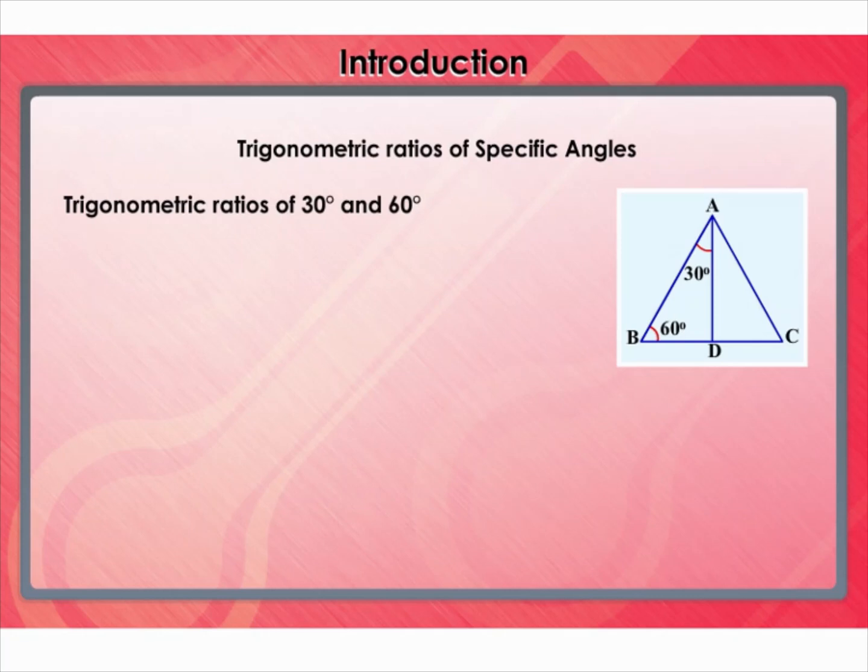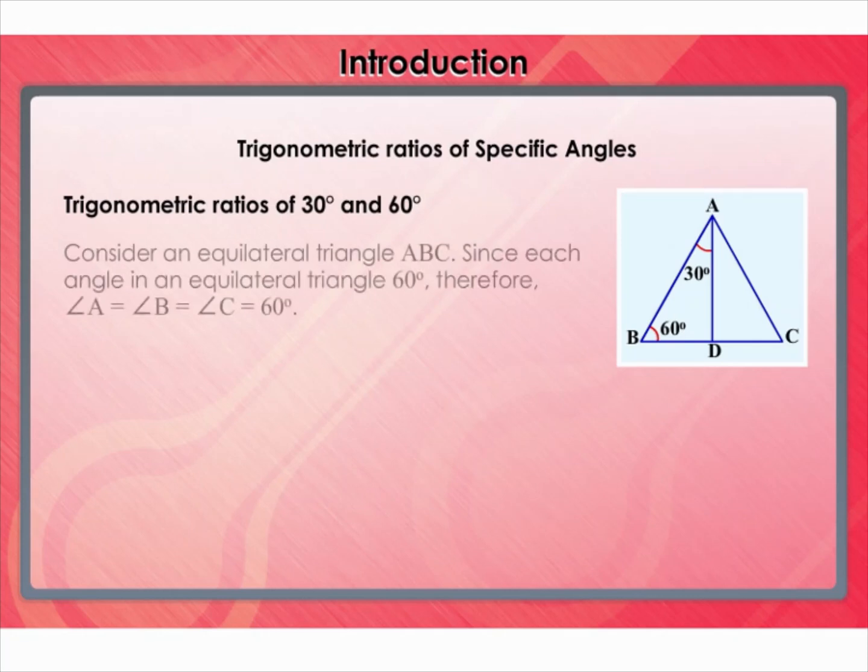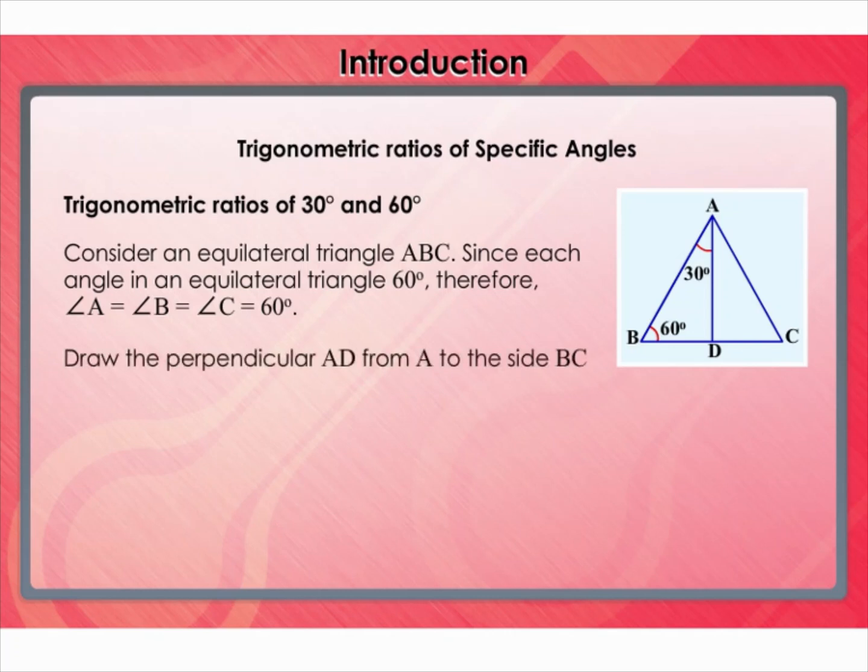Let's now calculate the trigonometric ratios of 30 degree and 60 degree. Consider an equilateral triangle ABC. Since each angle in an equilateral triangle is 60 degrees, angle A is equal to angle B is equal to angle C is equal to 60 degrees. Draw the perpendicular AD from A to the side BC.